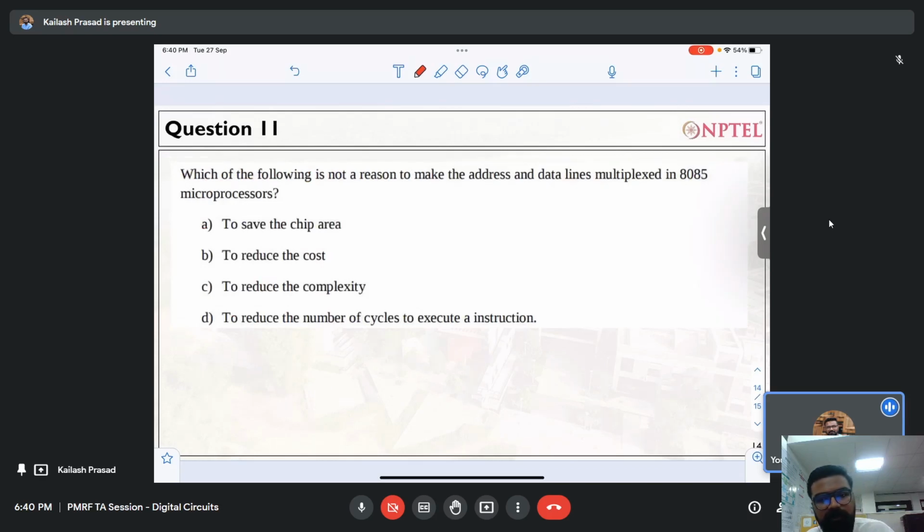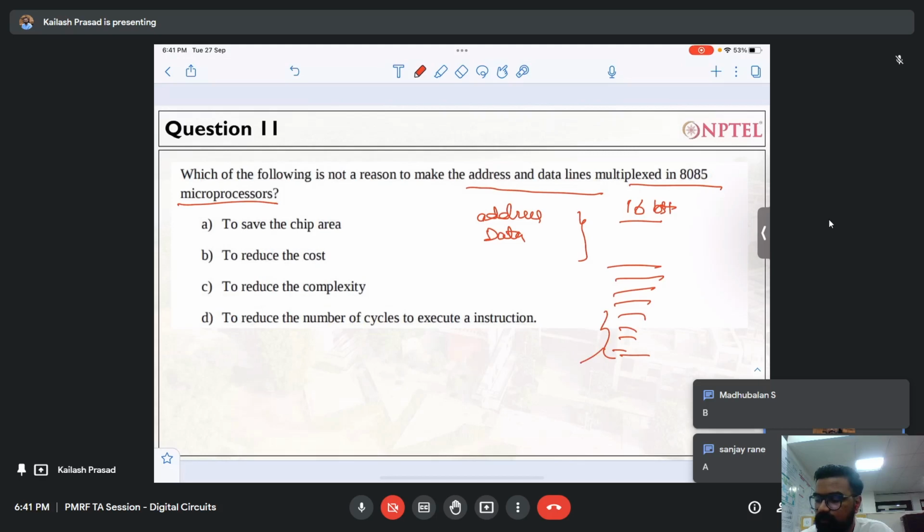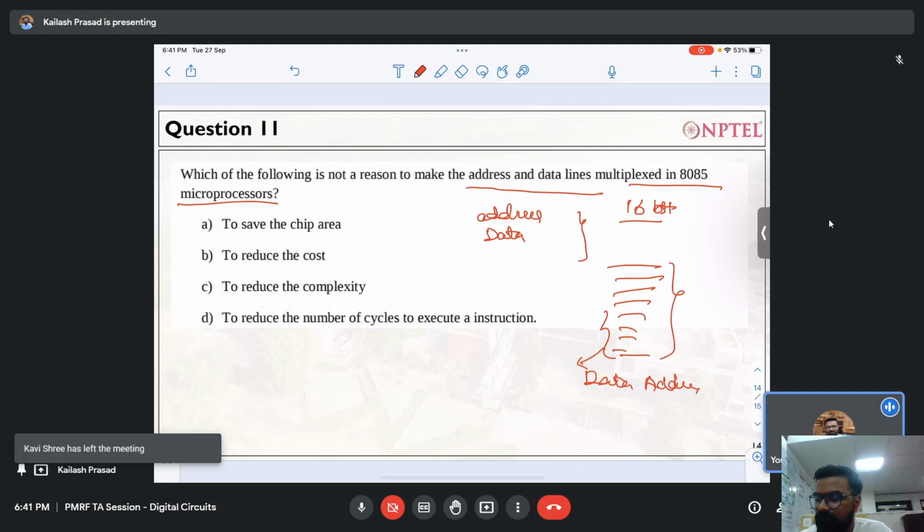Now the question is, which of the following is not a reason to make the address and the data lines multiplexed in the 8085 microprocessor? Please note that the address line and the data line are multiplexed. What do you mean by multiplexing? Suppose you are getting 16-bit data using 16 lines. Some of the lines can be used for both data and address. Sometimes it will be used for data, sometimes for address, right? That is multiplexing.